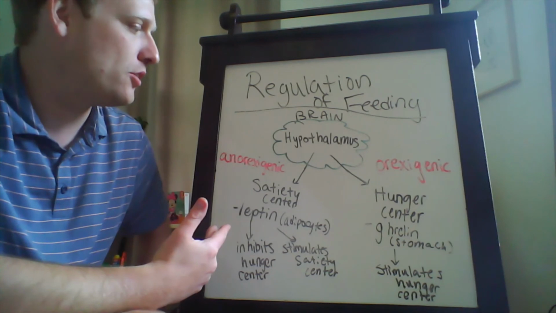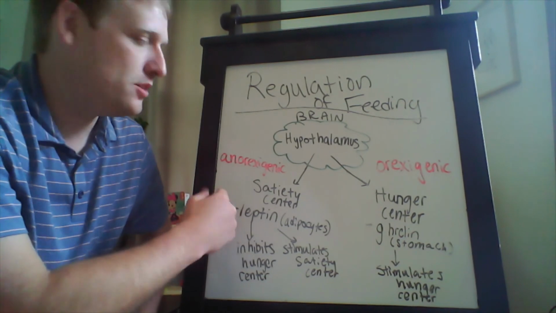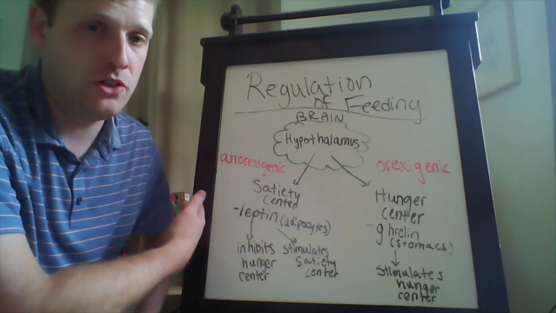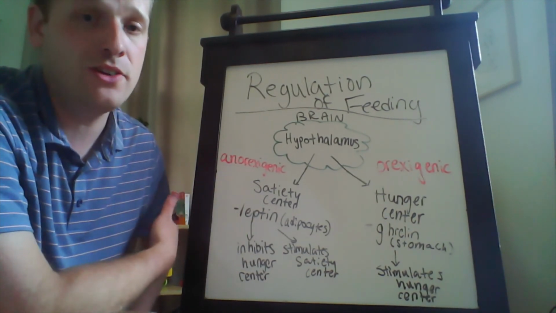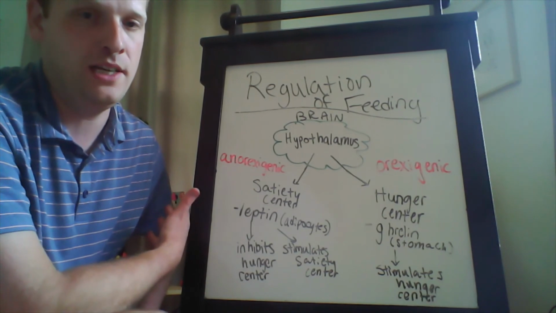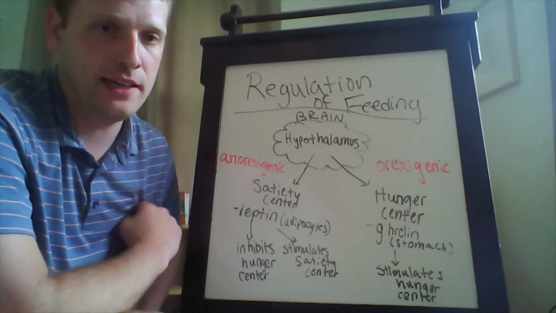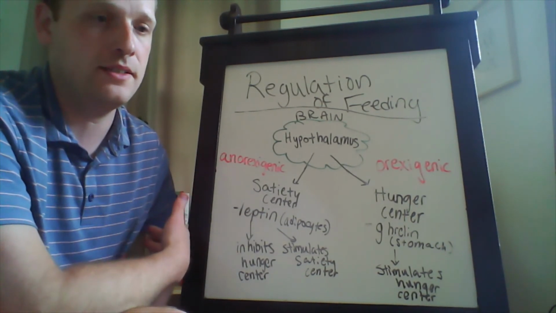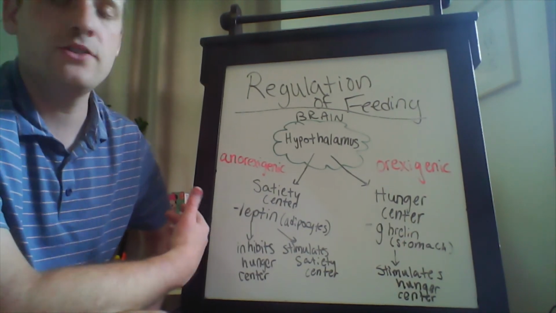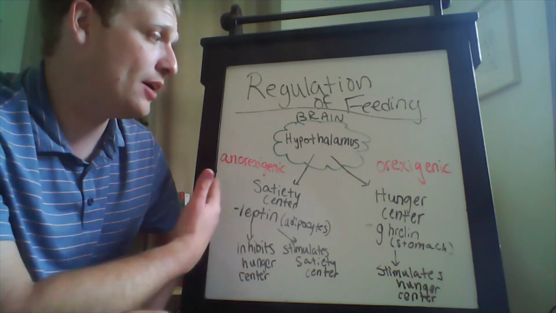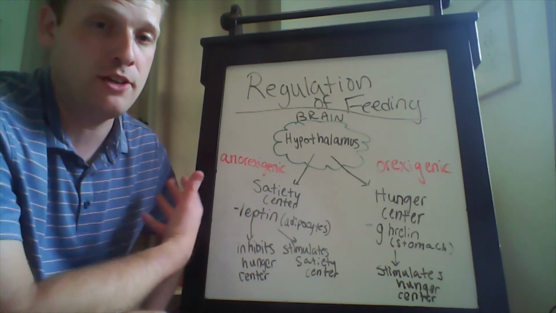And these two centers are going to be considered either anorexigenic. So you may have heard of anorexia. That means you're not going to be eating very much. The satiety center is going to make you feel satisfied. It's going to make you feel that you don't need a meal. Whereas the hunger center would be orexigenic. It makes you feel that hunger. It's going to reinforce the fact that you need a meal soon. And these are both going to be controlled ultimately by hormones. So they will stimulate different responses physiologically to make you feel hungry.